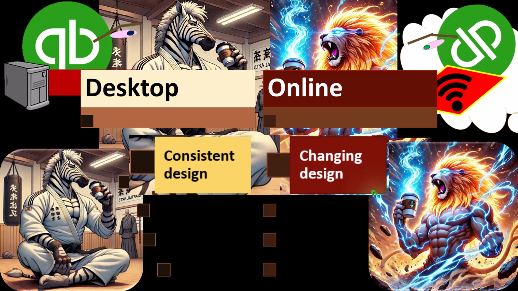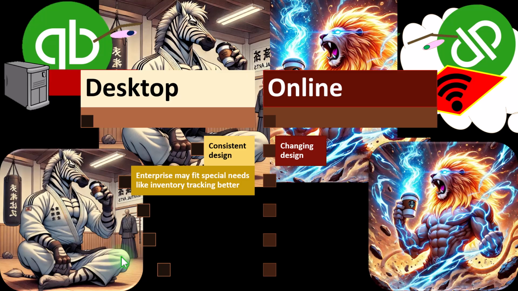So it's not just the increased functionality that we need to deal with in the online version. It's also the change of the look and feel of the web page that we have to cope with, which hopefully again will be better, but sometimes they just make changes just to make changes, I think, right? They have to justify all the jobs over there. So Enterprise may fit special needs like inventory tracking better.